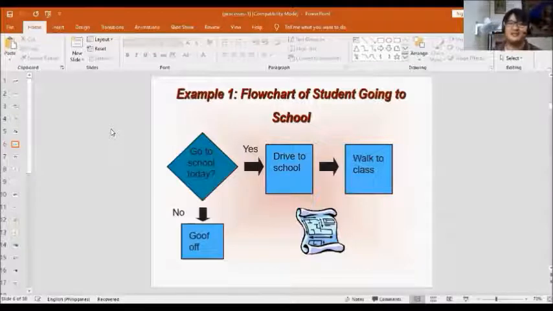If yes, what will be your task or operation? Your operation is to drive to school or to ride a bus, a jeepney, or any mode of transportation going to school. After you arrive at your respective school, what happens next is you have to walk papunta doon sa classroom. So this is an example of a flow chart of going to school.